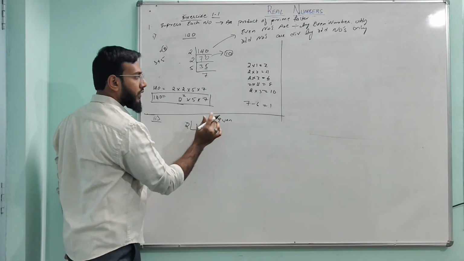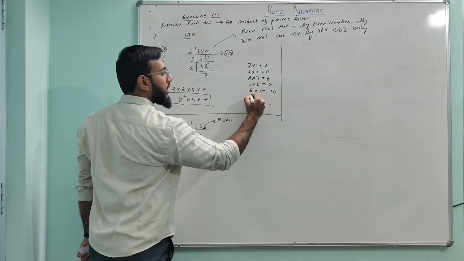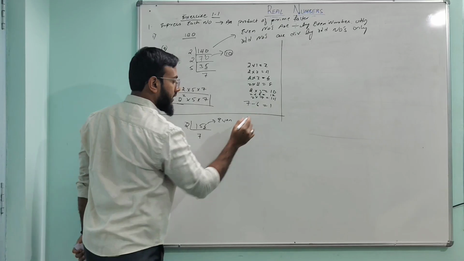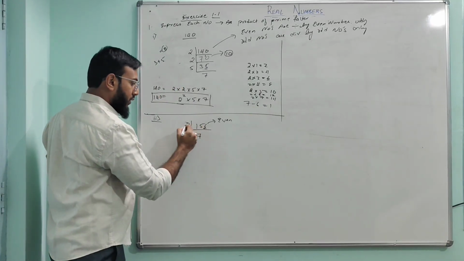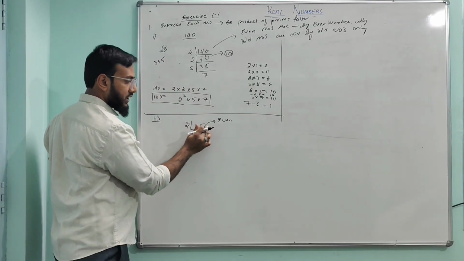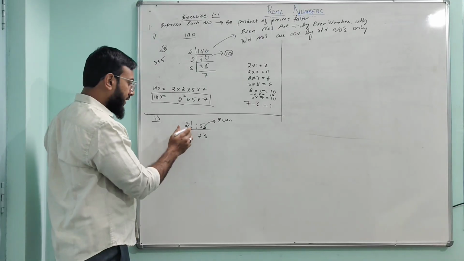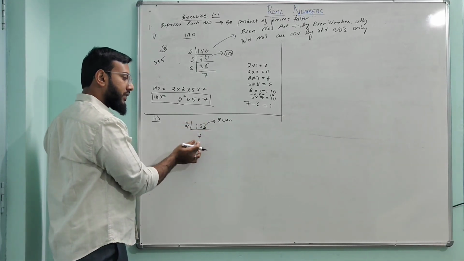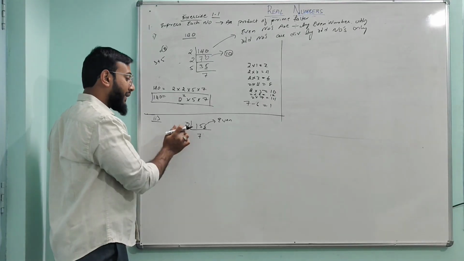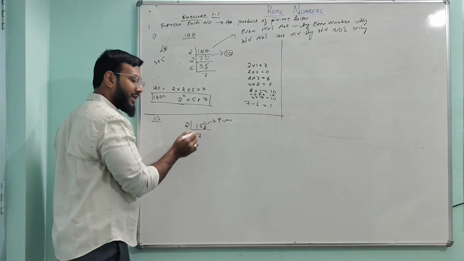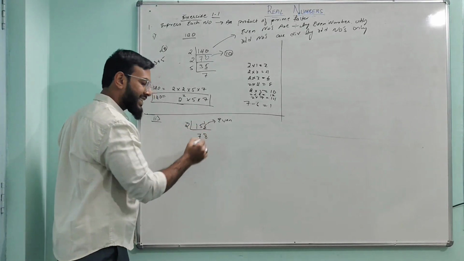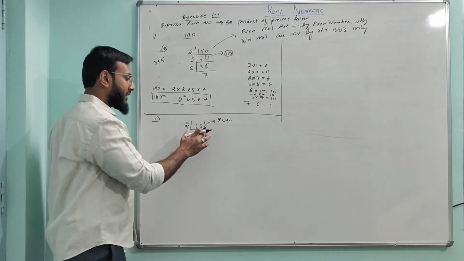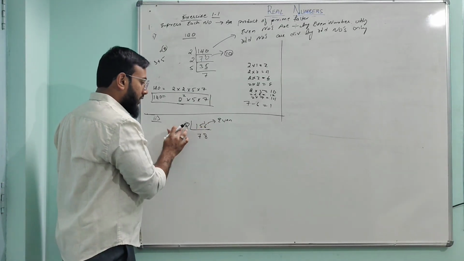2 7s are 14. 2 into 6 is 12, 2 into 7 is 14. 2 3s are 6. Clear? Sorry, 2 7s are 14. 1 is remaining, for 15, 2 8s are 16. Sometimes even we go wrong. Okay, we understand. 2 7s are 14.